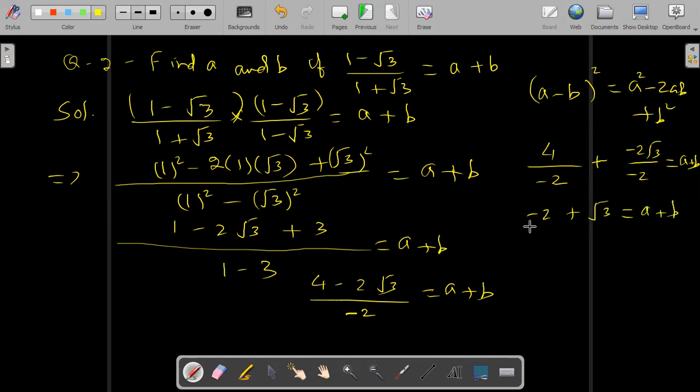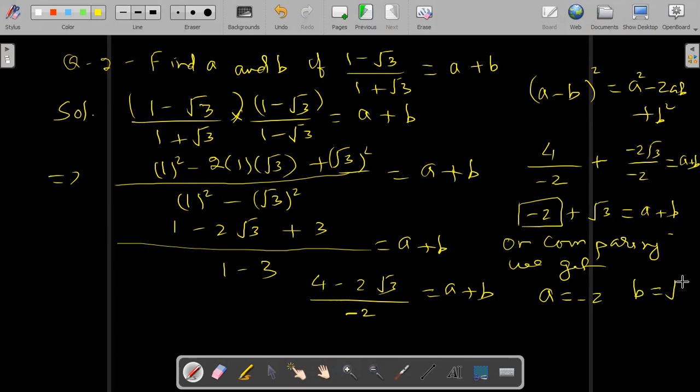So the position of a is compared with minus 2. So on comparing, we get a is equal to minus 2 and b is equal to root 3. Sometimes b can come in root 3 also.